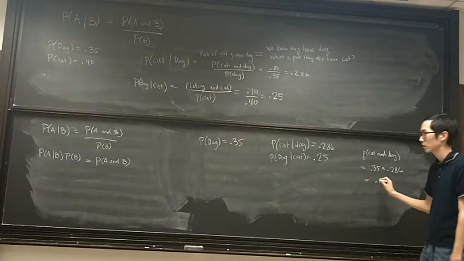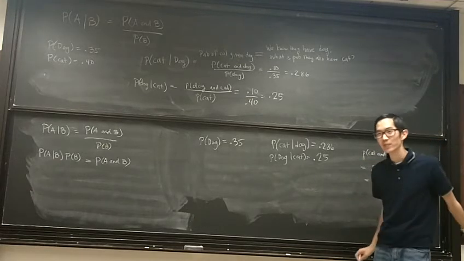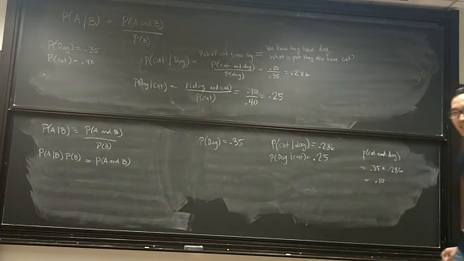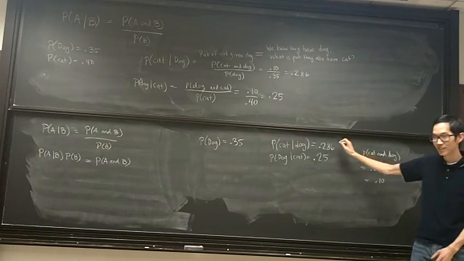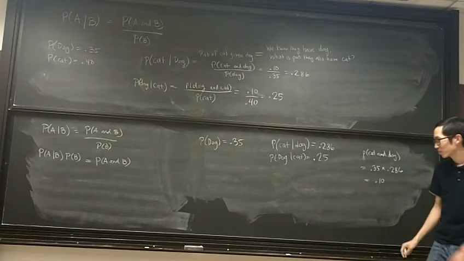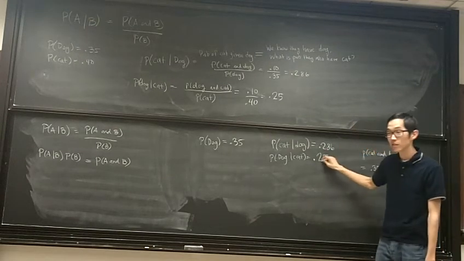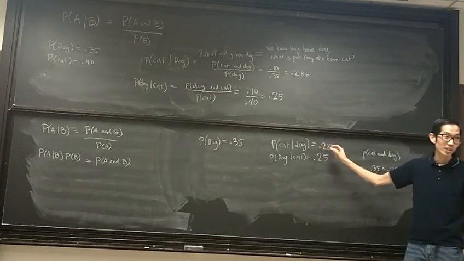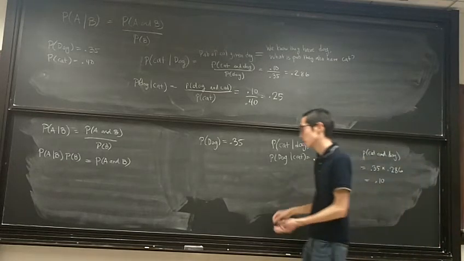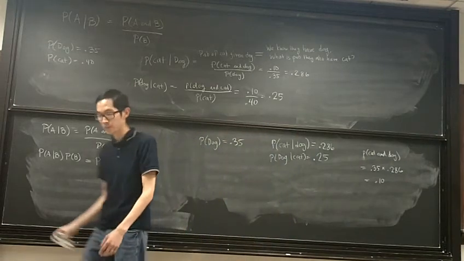So what's your name? Jonathan? Okay, so Jonathan understands that this is the percentage of dog owners that also own cats. So this does not play into it, right? And so don't get these things mixed up, because they look similar. The numbers might even be similar, but they're different concepts.